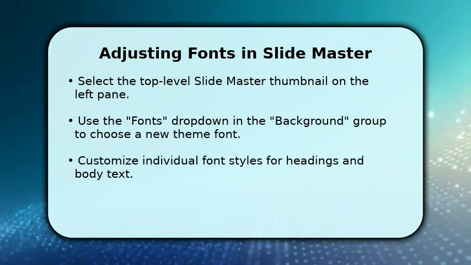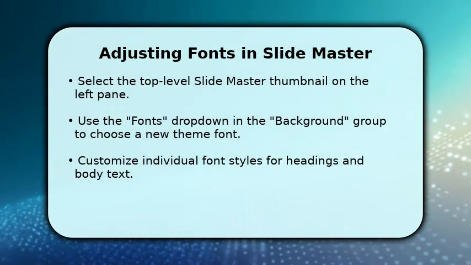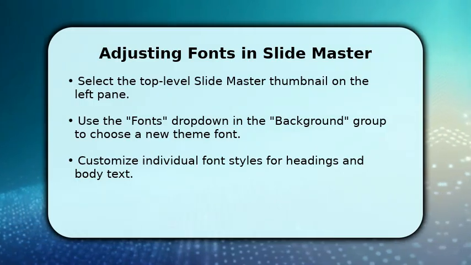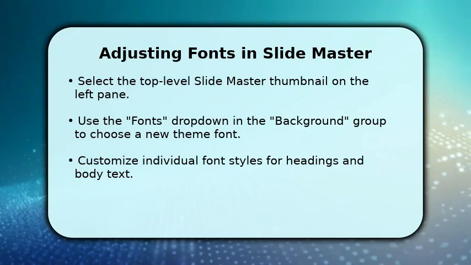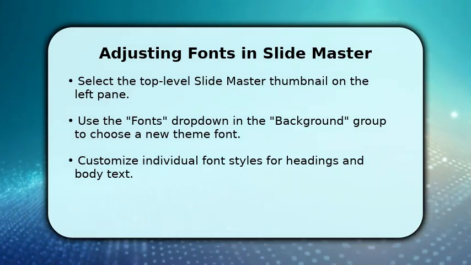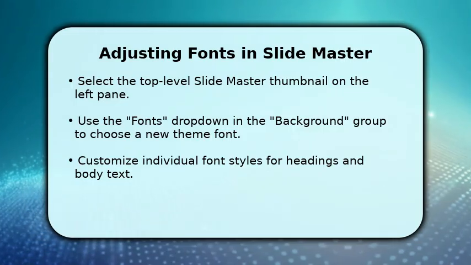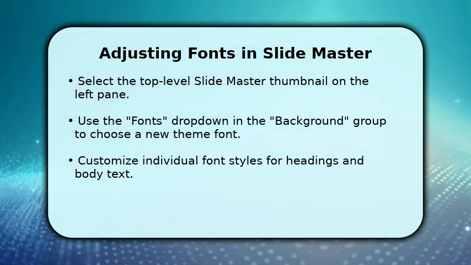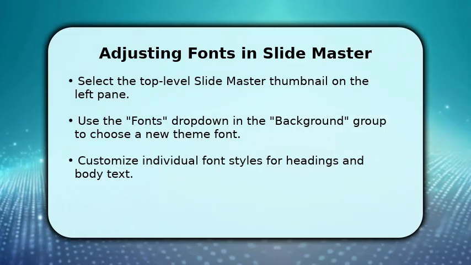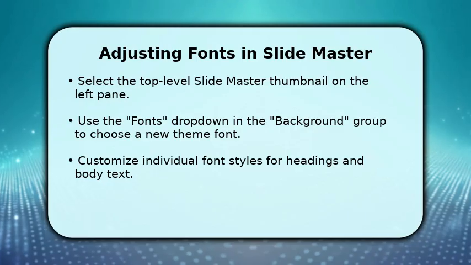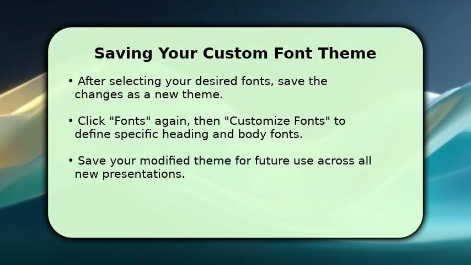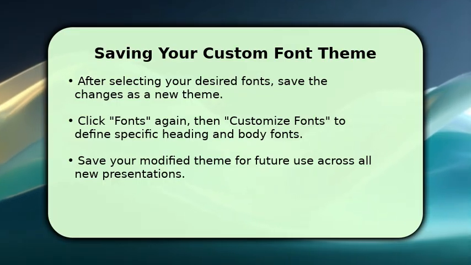Once in Slide Master View, select the very first slide thumbnail at the top of the left-hand pane. This is the main slide master, which governs all subsequent layouts. Now, on the Slide Master tab, find the background group. Click on the Fonts drop-down menu and choose a new font theme. You can also customize specific fonts for headings and body text directly from here, ensuring your chosen style is applied universally. After you've selected your preferred font combination, it's crucial to save these changes as a custom theme.